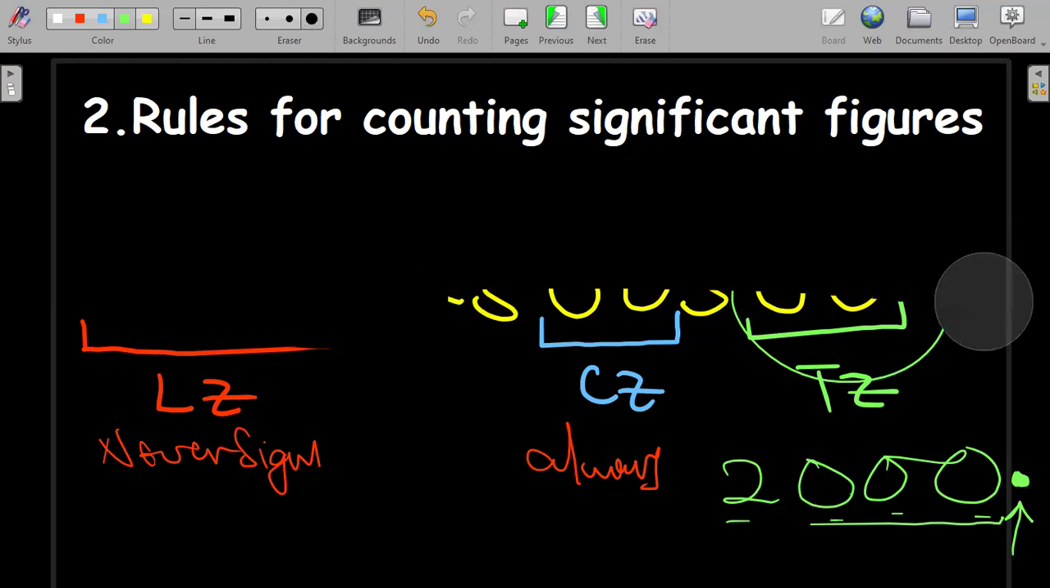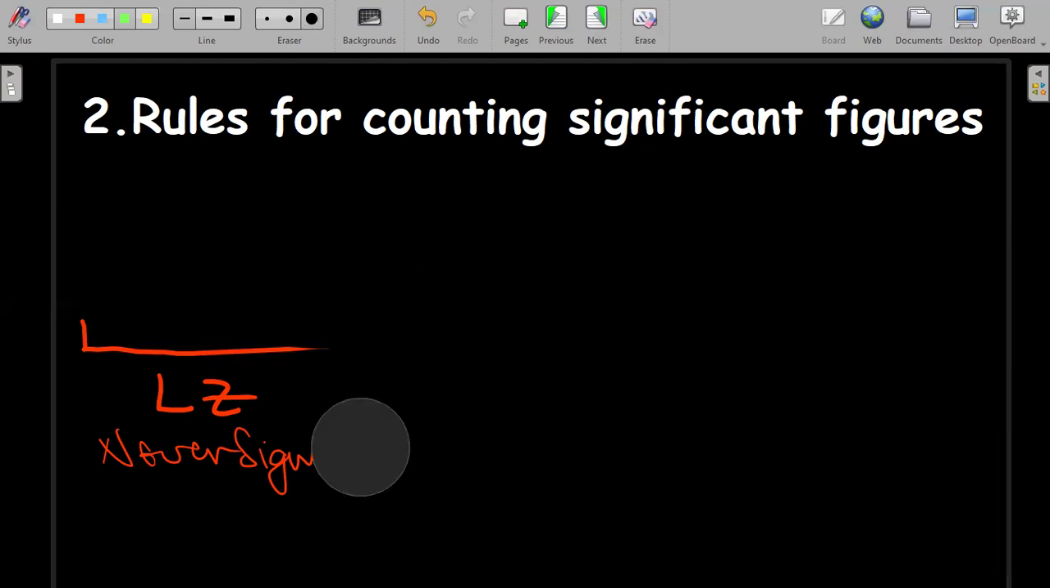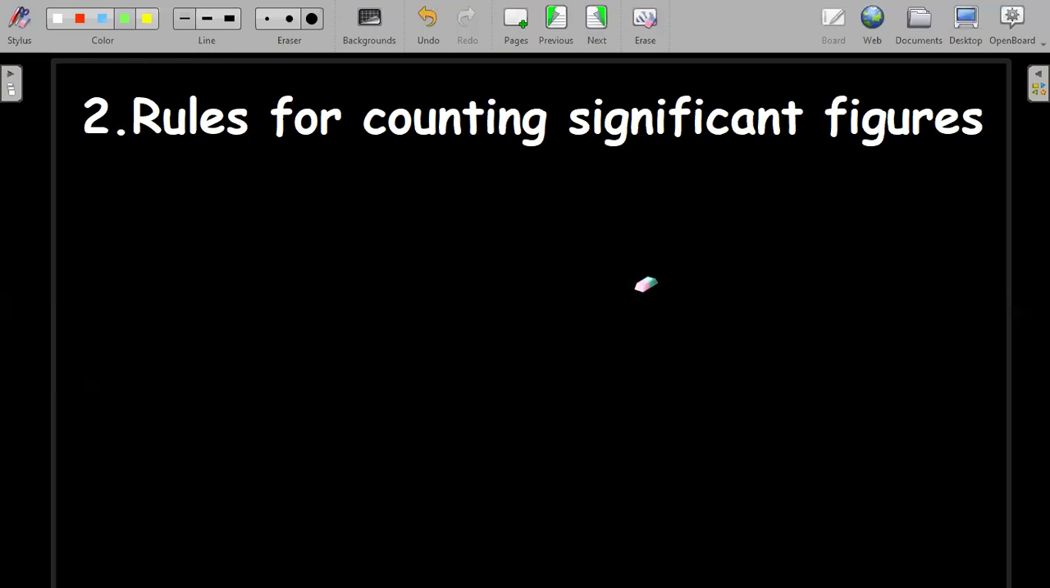So I'll give some examples where we can be counting the number of significant figures that we have. All right, so let's write up a number here. Let's say 2, 0, 0, and then 3. So how many significant figures are in this number? This number contains 4 significant figures.